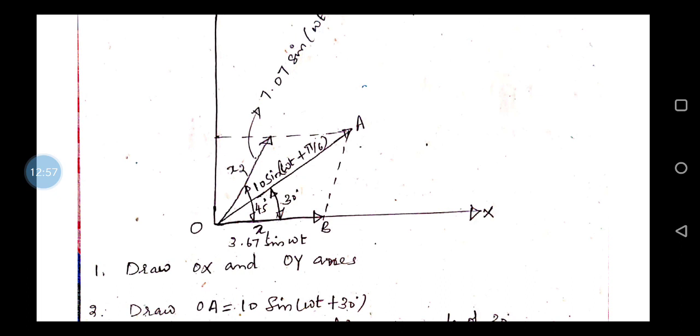Now from x2 draw a line parallel to OB, and similarly from B draw a dotted line parallel to x2. Wherever they intersect, that gives us 10 sine of omega t plus pi by 6. From O to A you have already drawn a line, so both will intersect. BA will intersect with this 30 degree line, and hence it has been proved. If you measure the length of OA, it will be 10 centimeters, placed at an angle of 30 degrees. So this completes the problems on addition of harmonic motions.